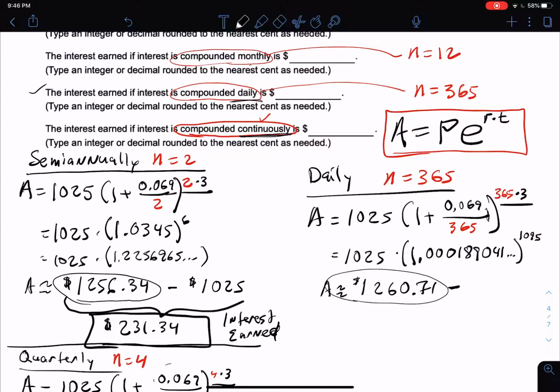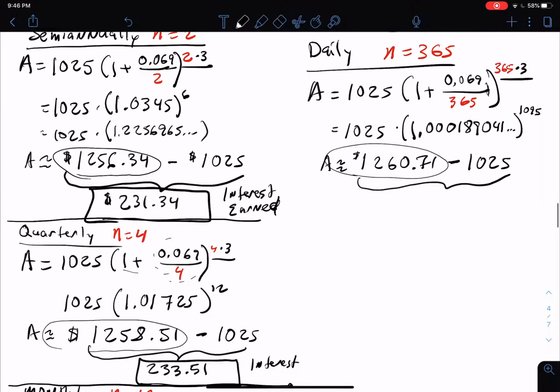That would be the accumulation or the future value of that situation, but they asked for the compound interest that was gained over that time period. So we better subtract out our principal, $1,025, and when we do that, we get that interest gained. That gives us $235.71, which is the interest.